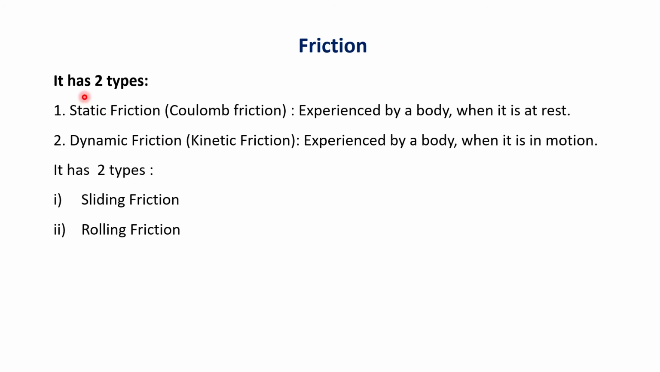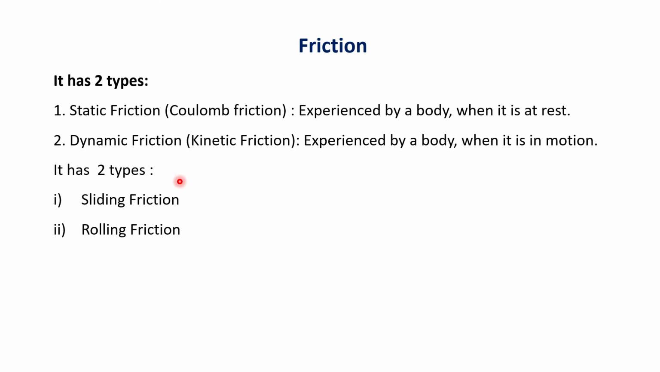Friction has two types. Static friction, also called Coulomb friction. As the name indicates, it is the friction experienced by a body when it is at rest. We have seen a book kept on the table; it is an example of static friction. The second type is dynamic friction or kinetic friction. As the name indicates again, it is the friction experienced by a body when it is in motion.